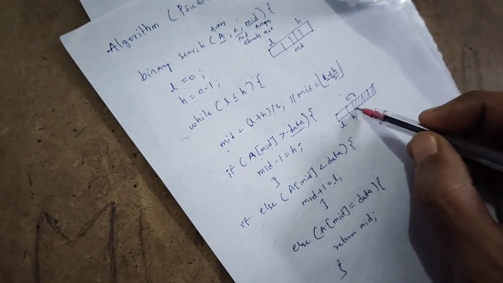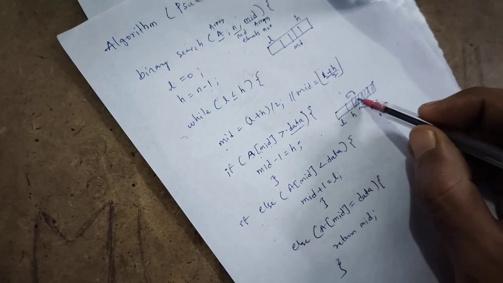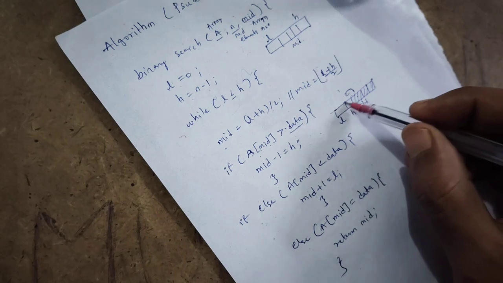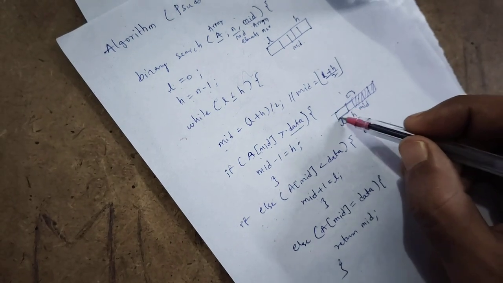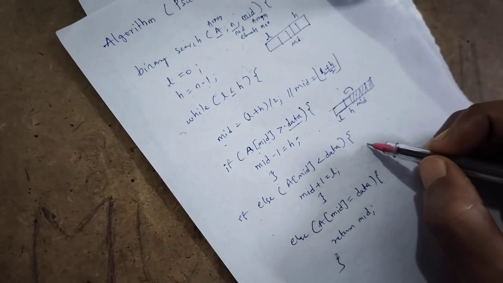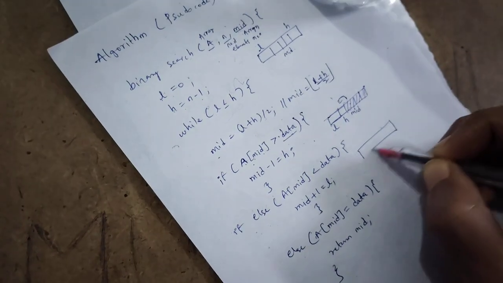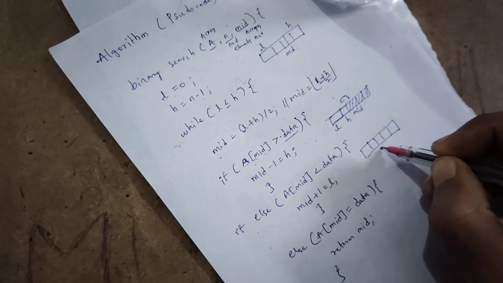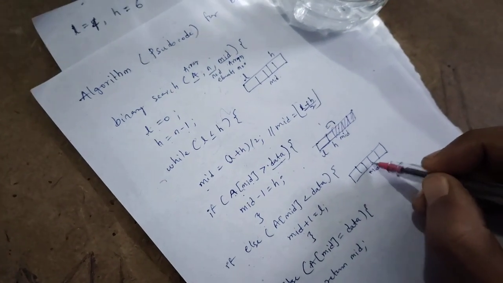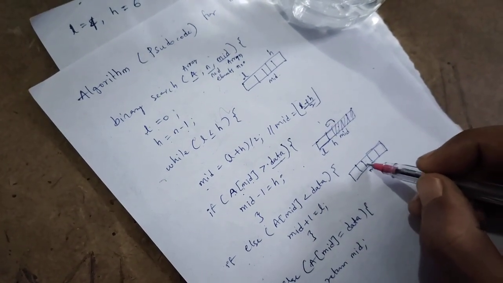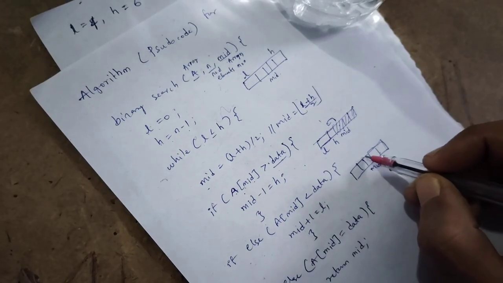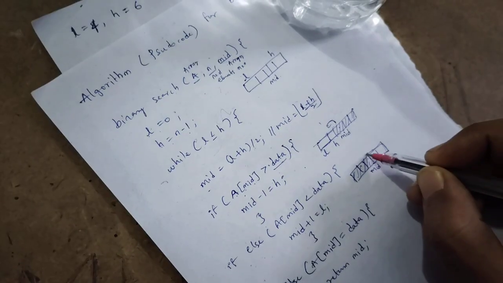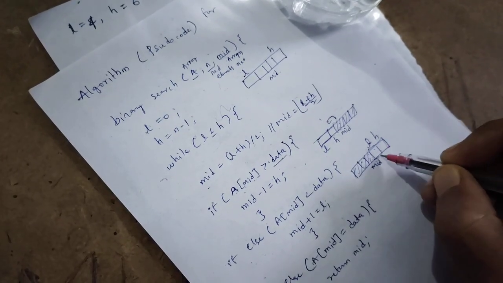Here, when mid is greater than data, because the value of data we are finding is less than that. And if mid value is less than data, then the data must be greater than the mid value. So we are deleting this and moving the low to mid.